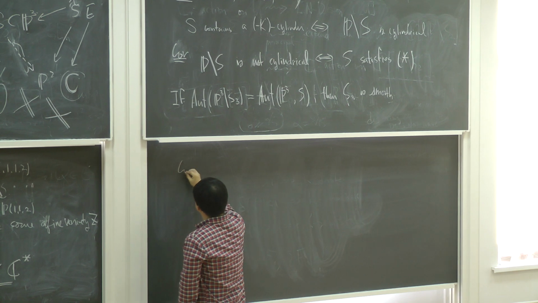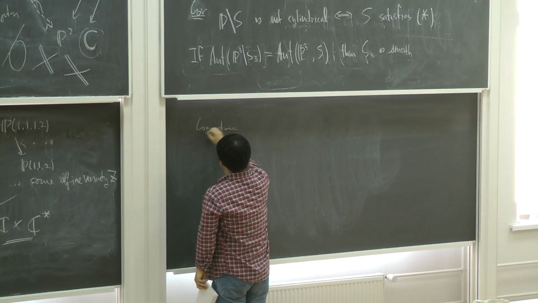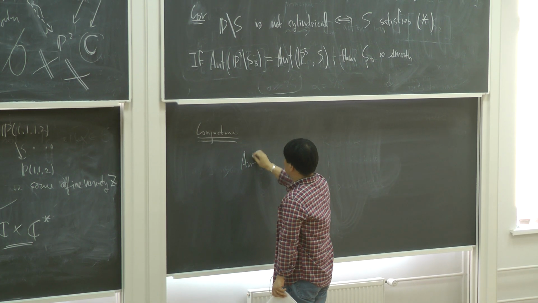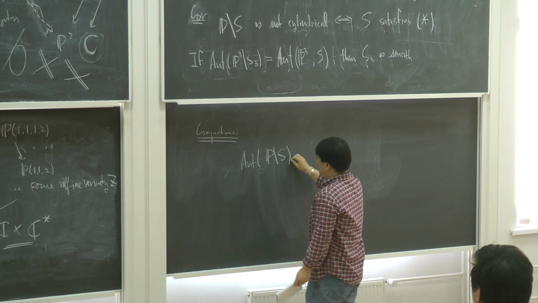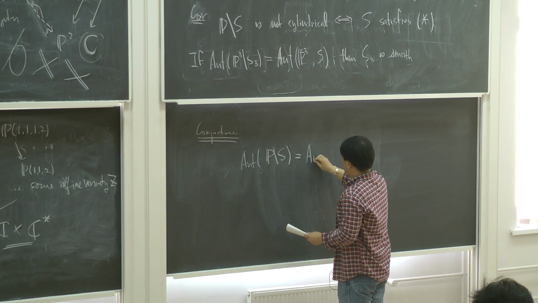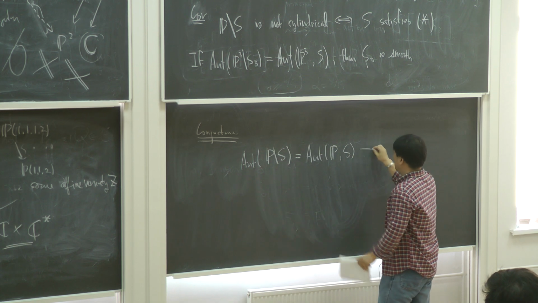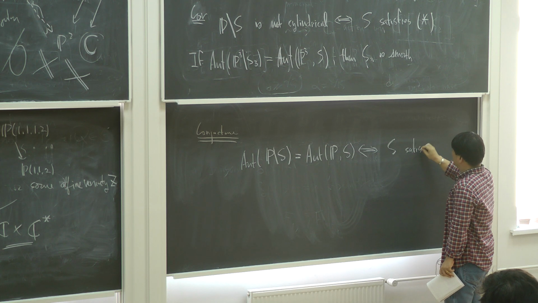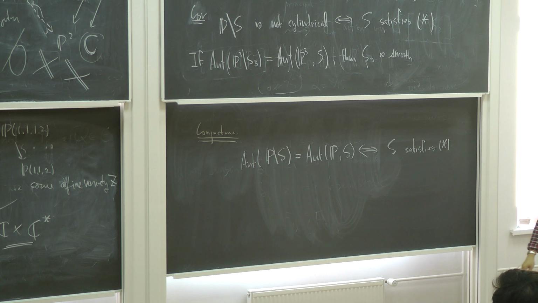So here is the new conjecture, which is the generalized Giza-Tulling's conjecture. So this is the conjecture. The automorphism of this complement is the same as the automorphism of P fixing S if and only if S satisfies the star. All right, this is the singular case.